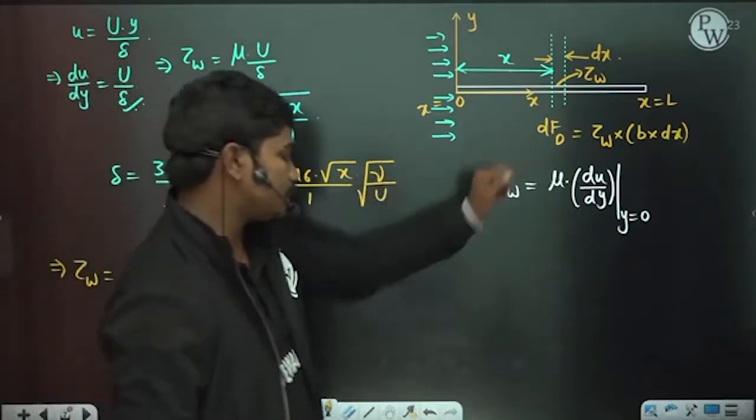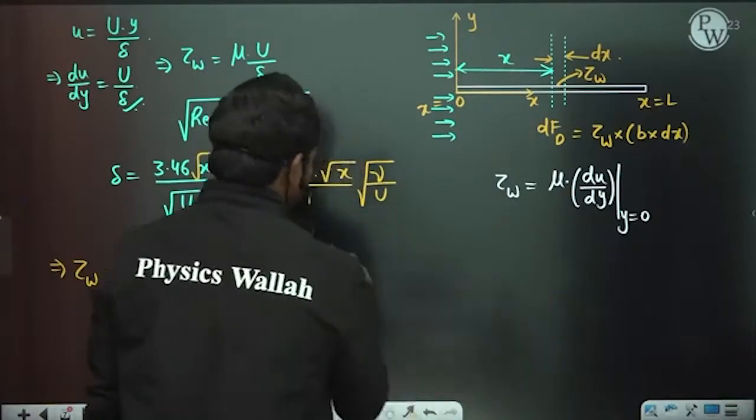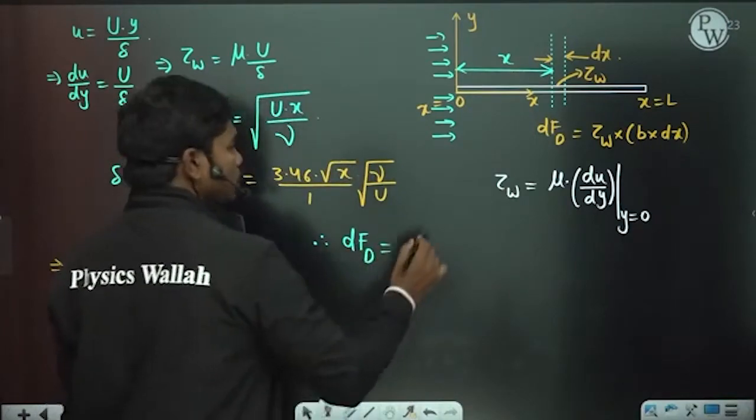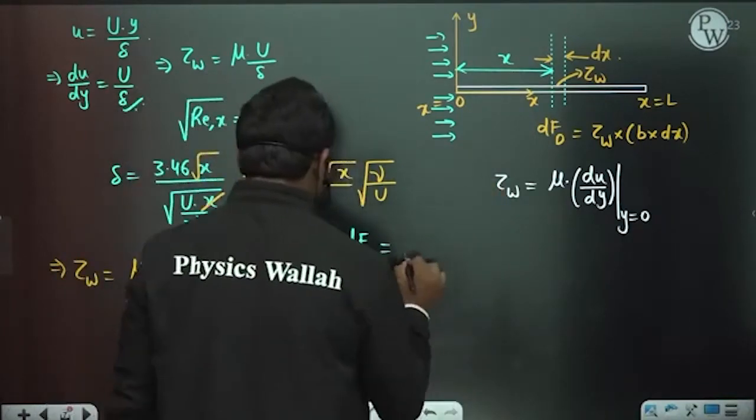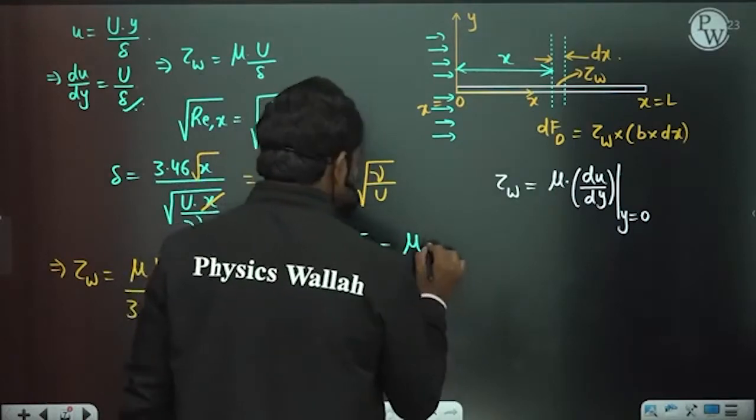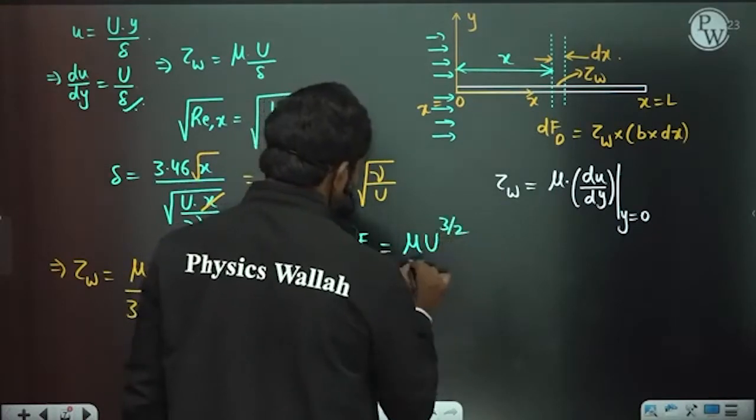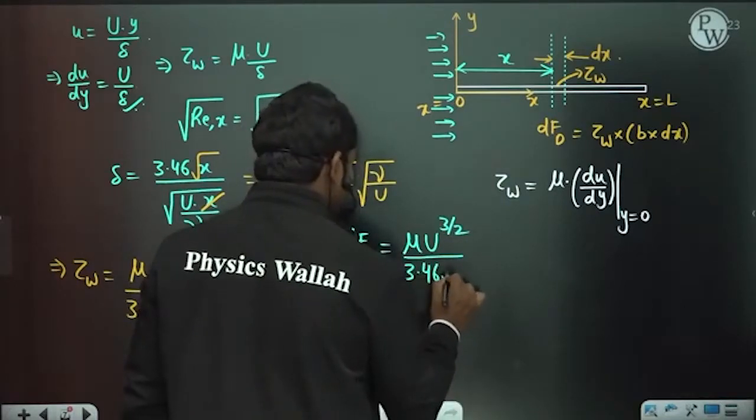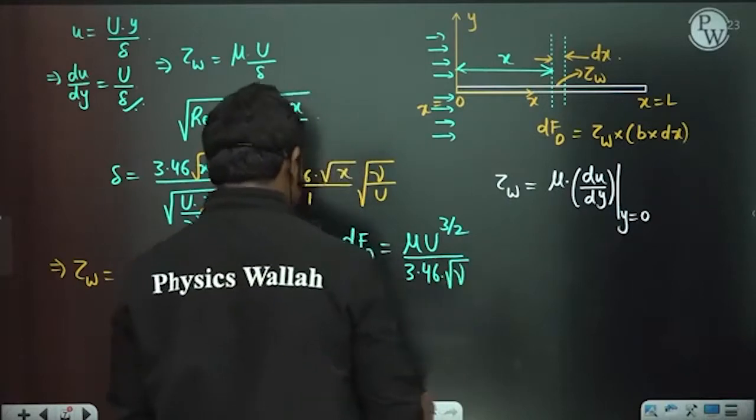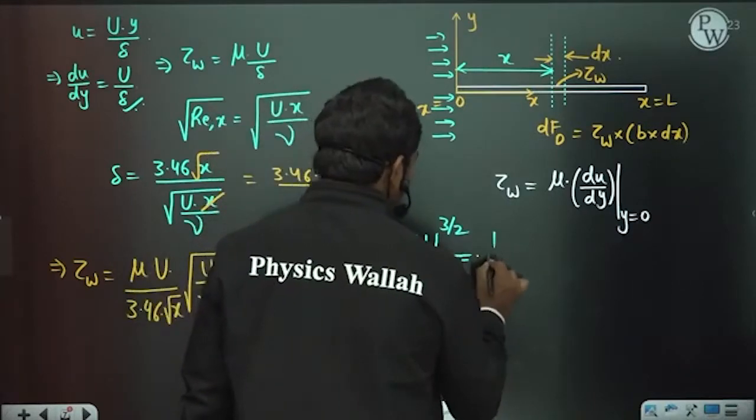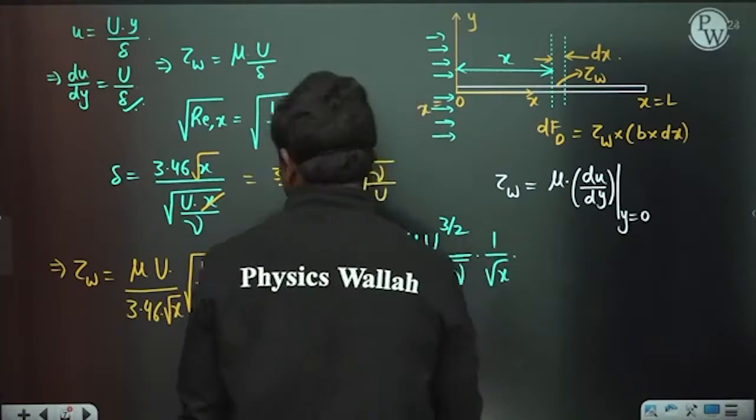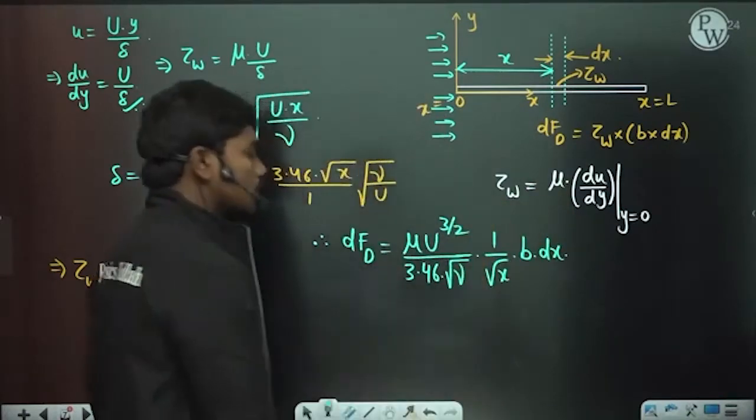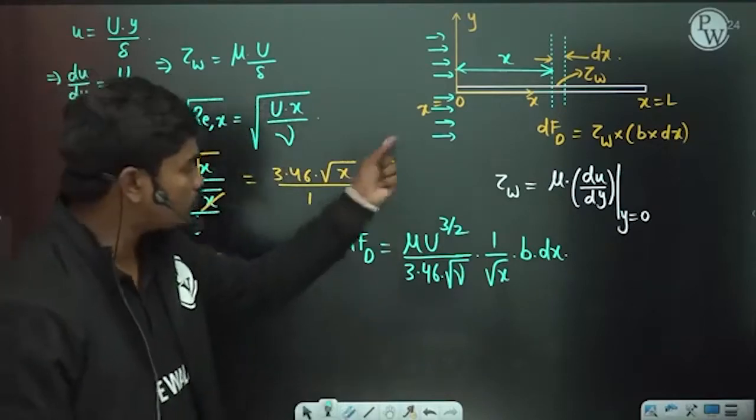So if you see in this expression, the small elemental drag force that is acting, dF_D, is equal to tau_w, which is mu U^(3/2) divided by square root of 3.46 into square root of kinematic viscosity. All these are constants, into 1 by root x. So this is the total shear stress expression multiplied with b into dx. This is the total expression for the drag force at that small element dx.